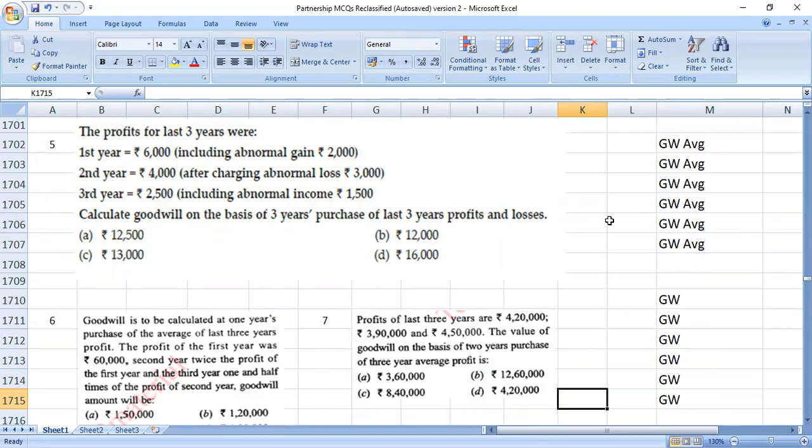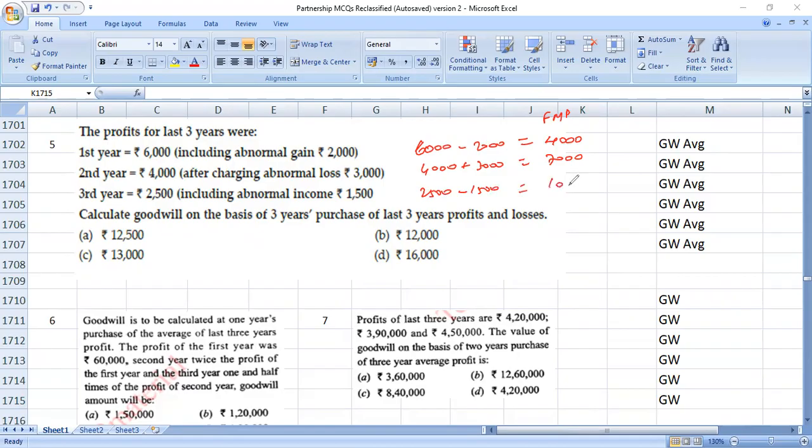The profits for the last 5 years, 3 years were 6,000, 4,000, 2,500. What do you do here? When finding future maintainable profit, you add back all abnormal losses and subtract all abnormal gains. So 6,000 minus 2,000, the revised future maintainable profit is 4,000. Abnormal loss has to be added back, so 4,000 plus 3,000 is equal to 7,000. If there is an abnormal income of 2,500, that also has to be subtracted. So that will be 1,000.